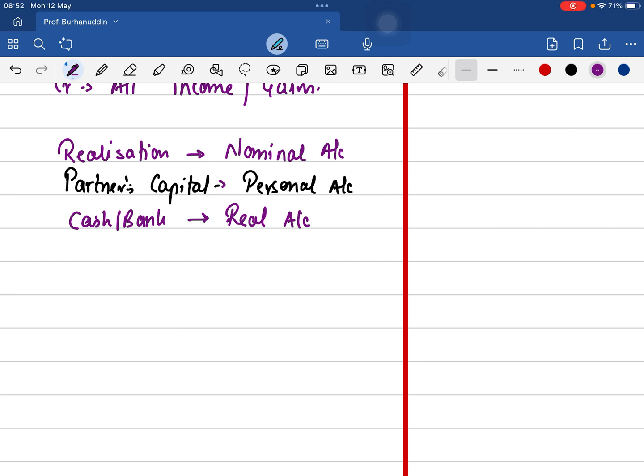Whenever the amount is received, you're going to debit it, and whenever you're making the payment, the amount is going out, you're going to credit it. If you say bank account is a personal account, the principle is the same. Bank is a receiver of money, debit. Bank is a giver of money, credit. Simple logic. Pakka? Yes, sir.